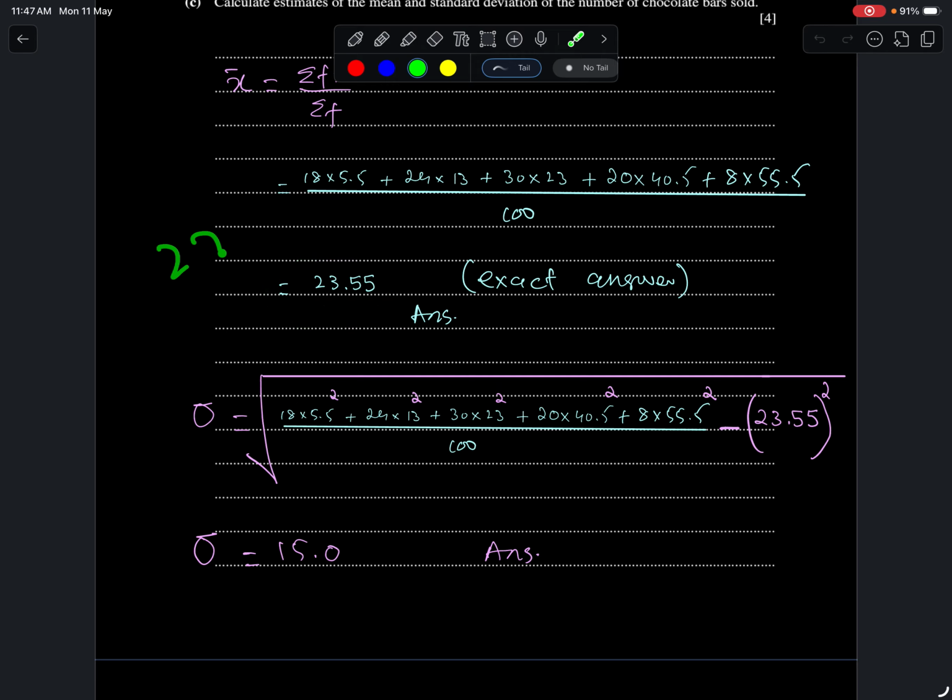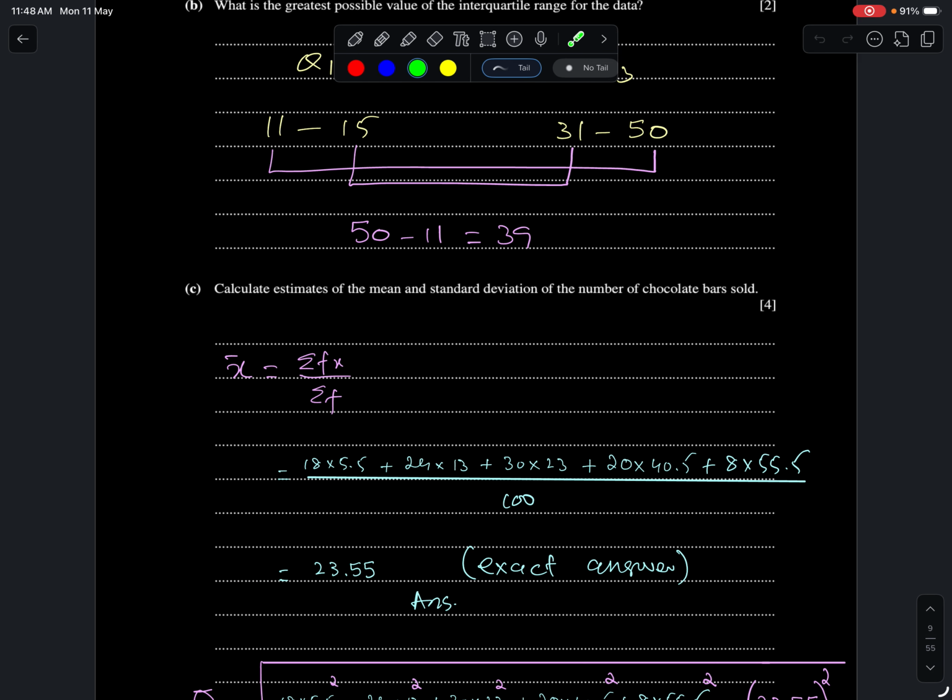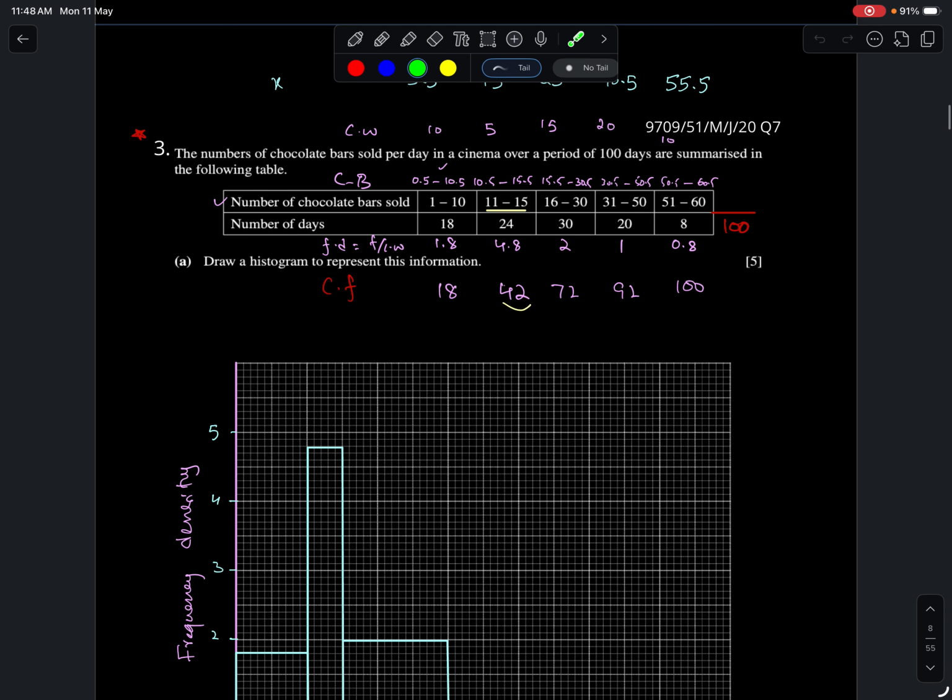Don't write this answer as 23.6. It would be incorrect, because Cambridge says give non-exact answers up to 3SF. Since this answer is exact, leave it as it is and use this answer here. This is up to 3SF. So this is the way we find mean and standard deviation from a frequency distribution.